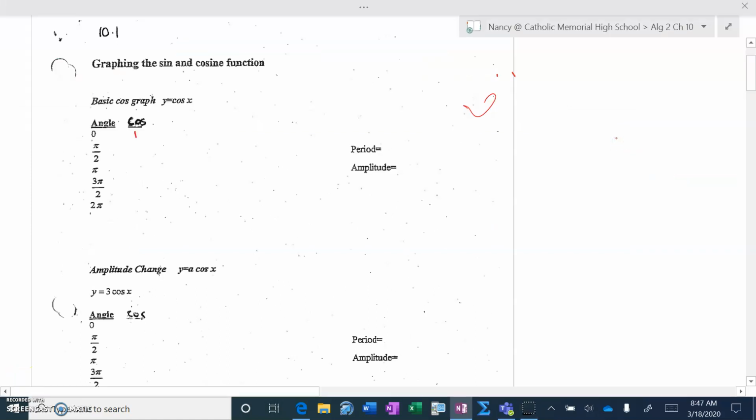This is video 2, which is on graphing the cosine function. We're going to do exactly what we did yesterday. We're going to get the parent graph for the cosine, and then we will not do an XY chart after that. We'll just use the graph.